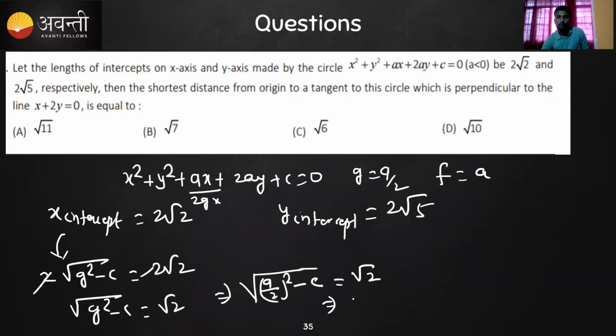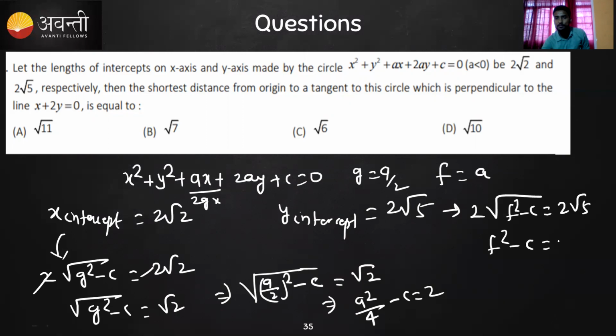Okay, so from here what you can write? a square divided by 4 minus c is equal to 2. In the same way you can also write this as 2 root of f square minus c is equal to 2 root 5. So from here f square minus c is equal to 5. 2 will be cancelled out. Then a square minus c is equal to 5. So we have two relations, a square by 4 minus c is equal to 2 and a square minus c is equal to 5.